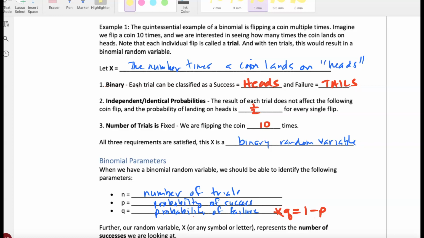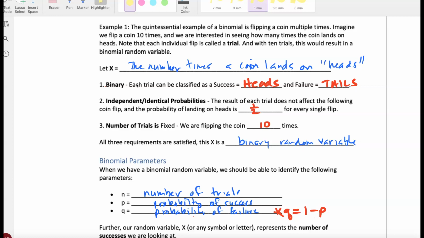This is a binary scenario, since each trial, when we flip the coin, has two outcomes. In this case, we're going to flip it 10 times, so the number of trials is also fixed. If you end up with heads, that's success. If you get tails, we consider that failure. So you have those two outcomes.